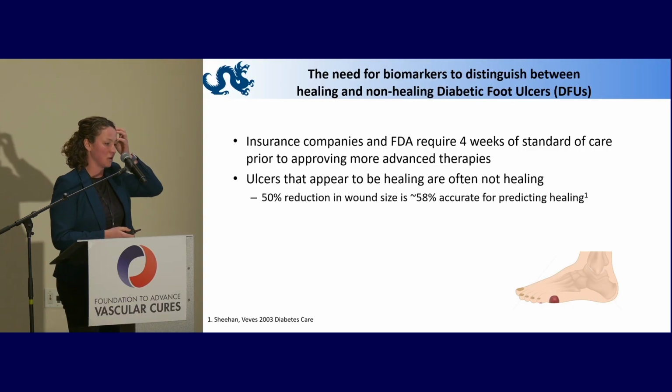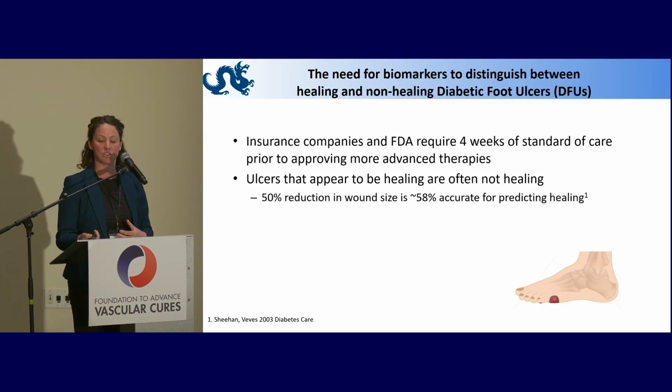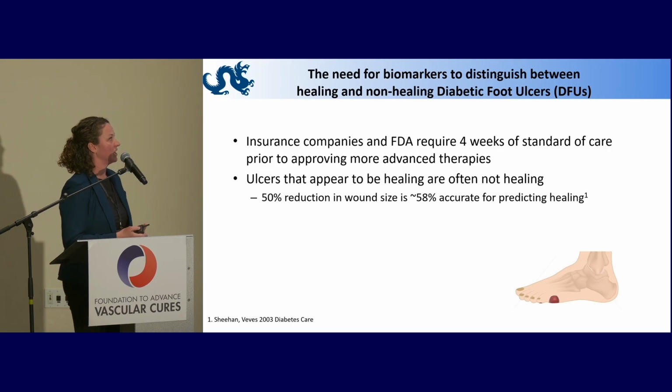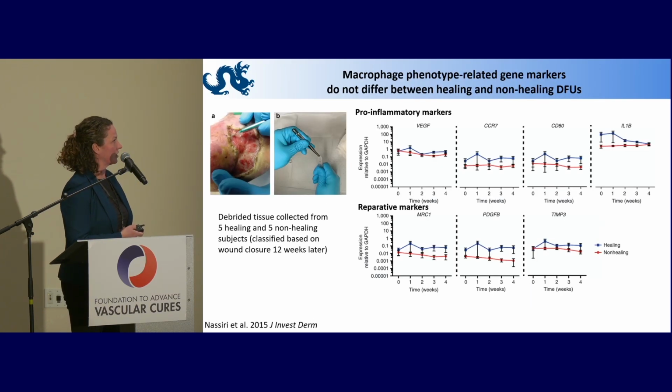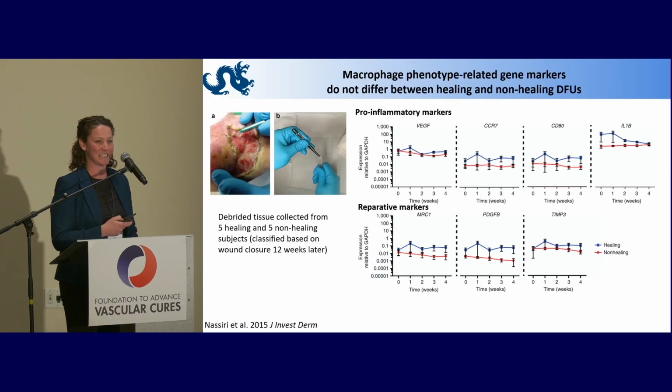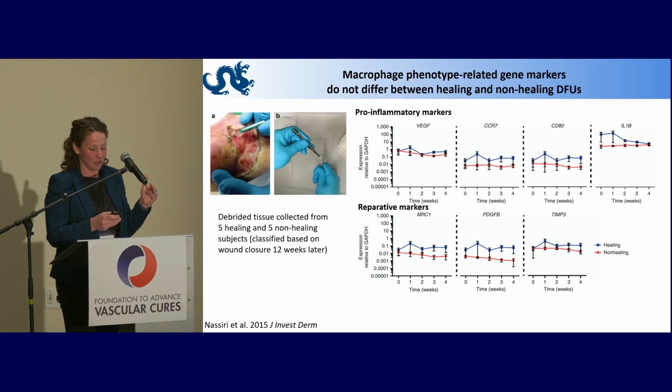So a long time ago, we set out to see if markers of macrophage phenotype could be used to predict who was going to heal or not. So in one of the papers that we published on this 10 years ago, we showed that not a single gene related to macrophage phenotype could differentiate between healing and non-healing ulcers. So these graphs are intended to show no difference between healing and non-healing over time.